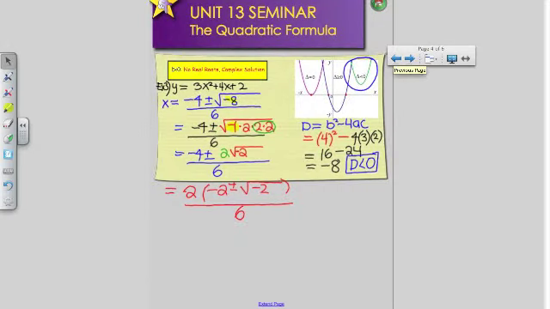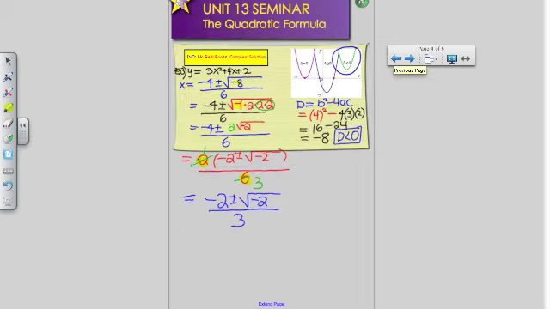Remember that the only thing that can cancel out with your denominator is your greatest common factor. So how many times, Pamela, does this greatest common factor go into my denominator? 2 goes into 6. How many times? 3 times. So this simplifies to -2 plus minus the square root of -2 over 3.